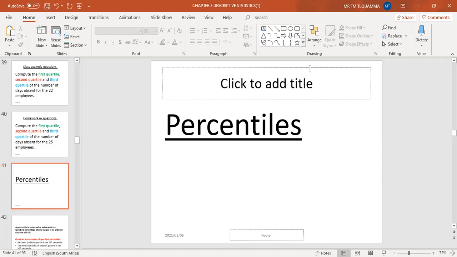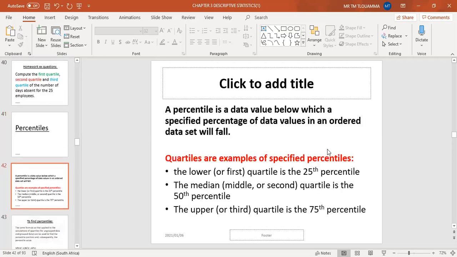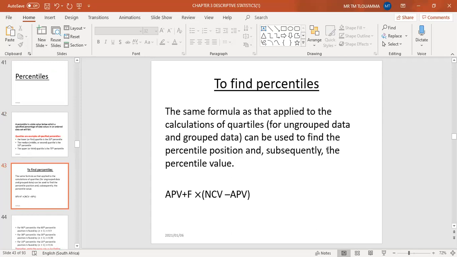Yeah. So now we're moving to the percentiles. A percentile is a data value which specifies the percent of data in an ordered data set that will fall below it. Quartiles are also examples of specified percentiles. The lower or first quartile is the 25th percentile. The median, or the middle value, is the 50th percentile. The upper quartile is the 75th percentile. We already talked about that in the previous examples.